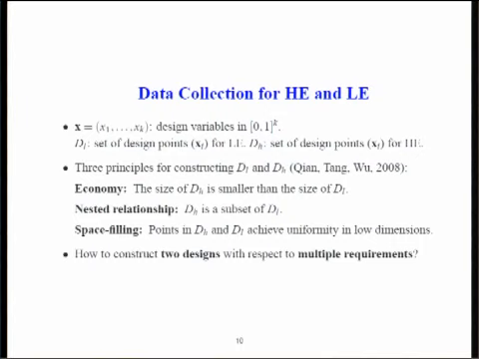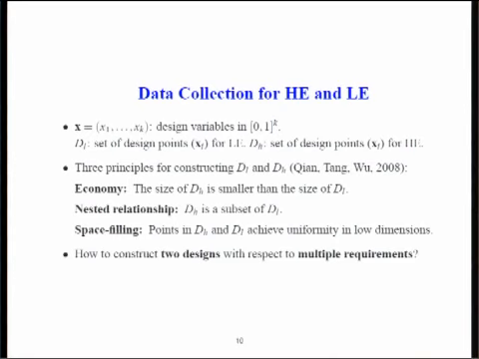The second one we call nesting. The second one basically means we require DH to be a subset of DL. This makes sense from a modeling perspective. Basically, it means for any point in DH, you have responses from both HE and LE. Because you have results from HE and LE, you can do the model justification very easily.